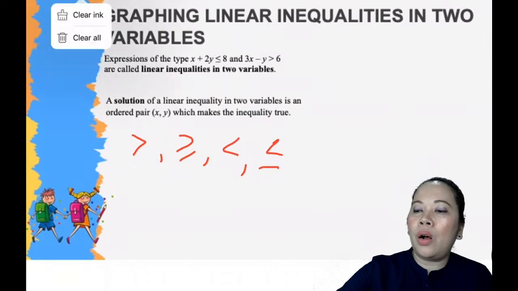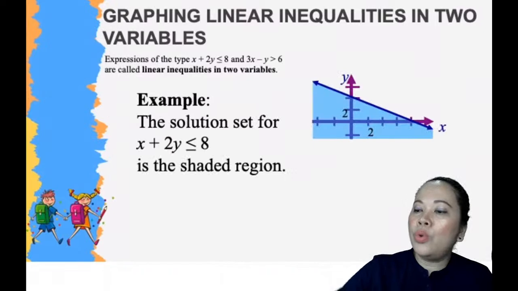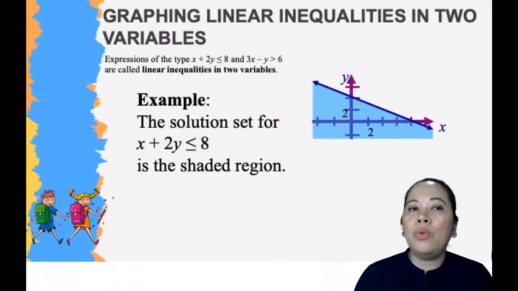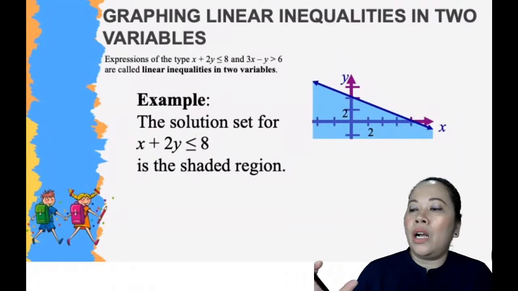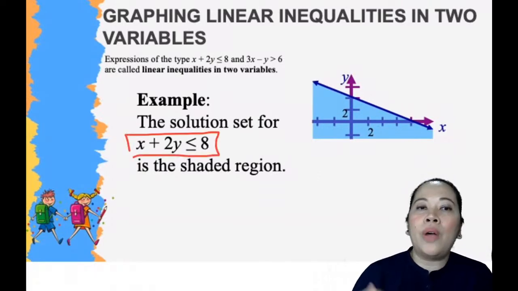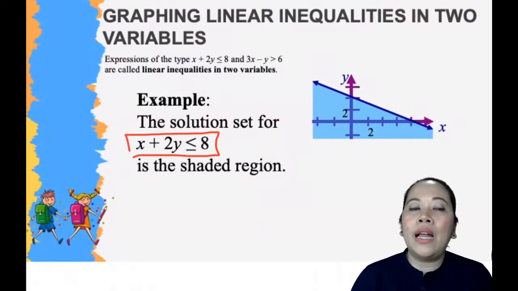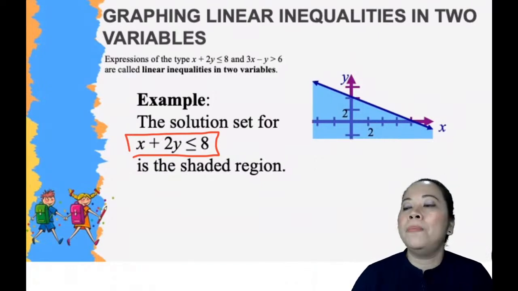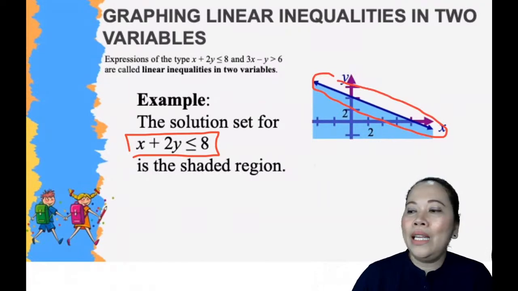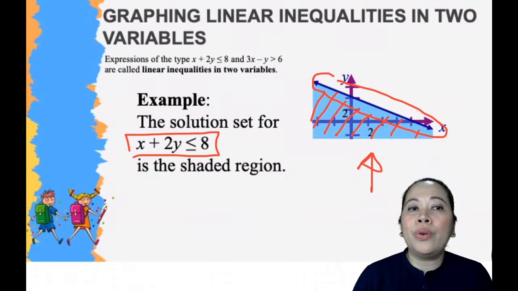So for example, let's go back to our example, x plus 2y less than or equal to 8. How do we know what the solution set is? The first thing is to find the equation for this, the equation of the line. You draw the line, which is this one. The shaded region here, the blue part, is actually the solution set for your inequality. So it's not just one value, it can be more than one. That is for your linear inequality.